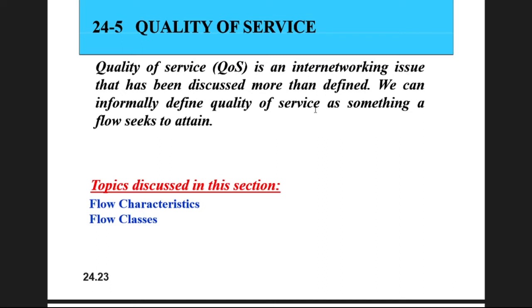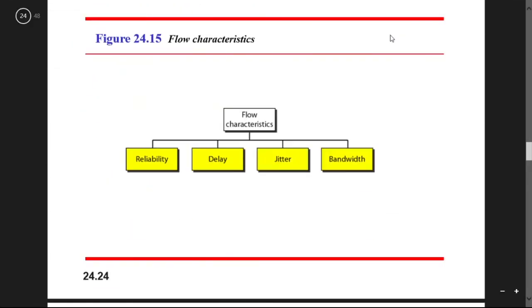Quality of service means what? Quality of service is an internetworking issue that has been discussed more than defined. We can informally define quality of service as something a flow seeks to attain. That means how we can improve the quality of our service, how reliably or how securely data can be passed from one source to another destination, okay. So among the different flow characteristics we have reliability, delay, jitter and bandwidth.